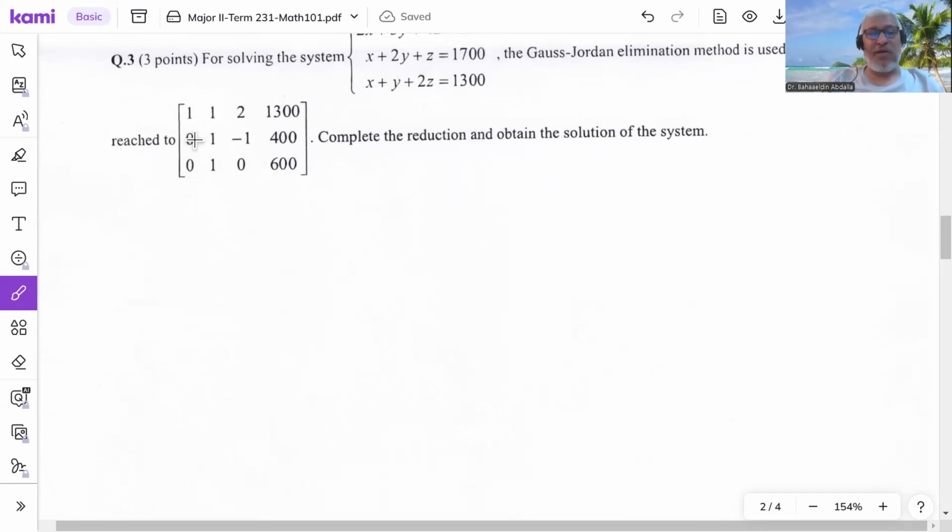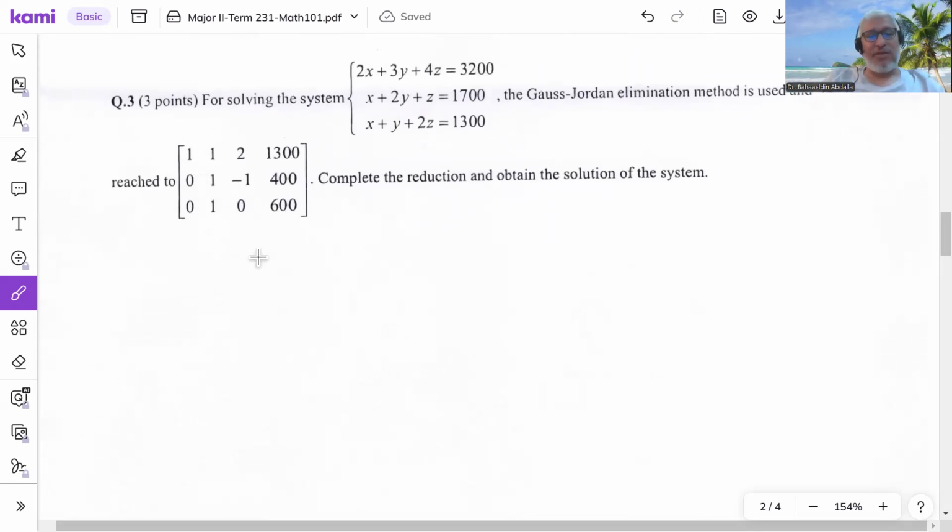The first column is done for us. What about the second column? We should have 1 in this position. It is 1 already. So we have to use it to change these two numbers to zeros. So how to do that? This is 1. How to use it to make this one 0? I multiply row 2 by -1 and add it to row 1. Then -1 plus 1 would be 0. Also, I should use row 2 to make this number 0. How? Again, the same, negative R2 plus R3.